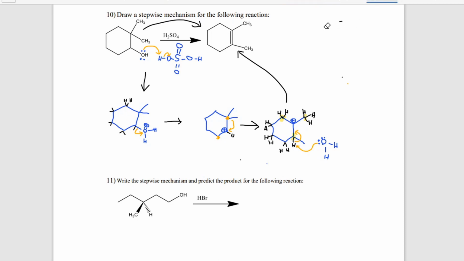Okay, so in that case: protonation of the alcohol, leaving of the leaving group, which is water. Check and see if there's carbocation rearrangement. There oftentimes is, but not always. And then, last but not least, elimination of the beta hydrogen by water, the conjugate base or something like that. And that'll give you the alkene.